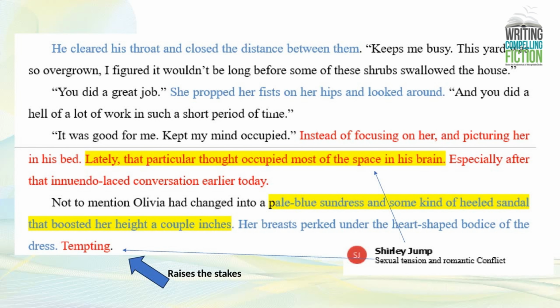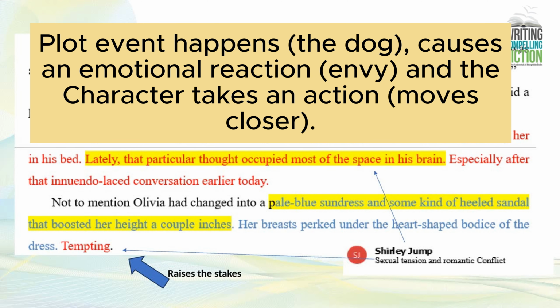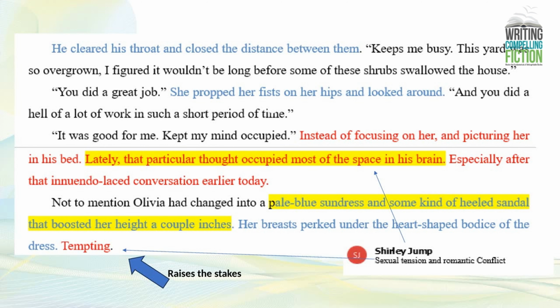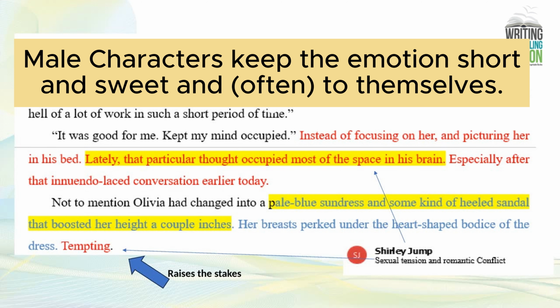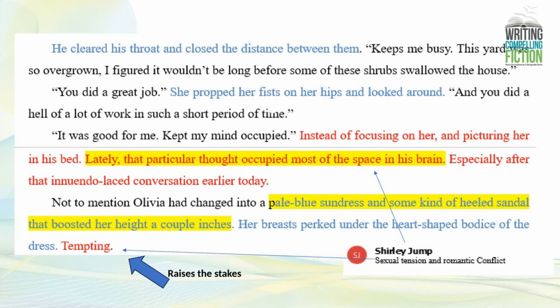Okay, and now he takes an action showing that this is what he's going to do. He envies the dog. He sees her. He's attracted to her. He clears his throat and closes the distance between them. So he takes an action to get closer to her. And then he tells her why he's doing the yard, and she looks around. He admits that this kept his mind occupied, but he doesn't admit his emotional thing because A, he's a guy. Guys don't tend to talk about their emotions a whole lot. And B, he's trying to just sort of focus on the yard work, which was his goal.